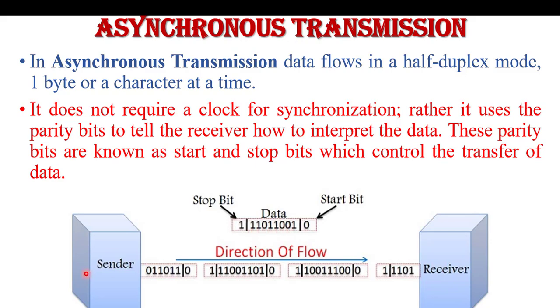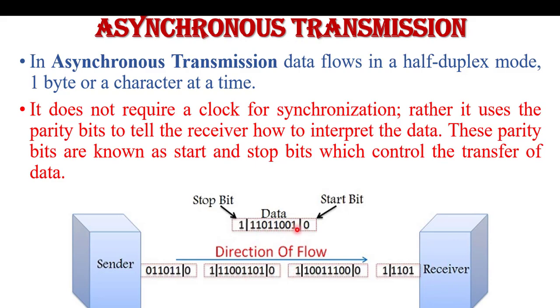So here we see in the diagram, this is the sending device, this is the receiving device. This sender and receiver perform asynchronous data transmission. So there is no clock pulse for synchronization. For synchronization, they use a parity bit, start bit and stop bit at the start and end of the data byte, and a gap is introduced between each byte of data.